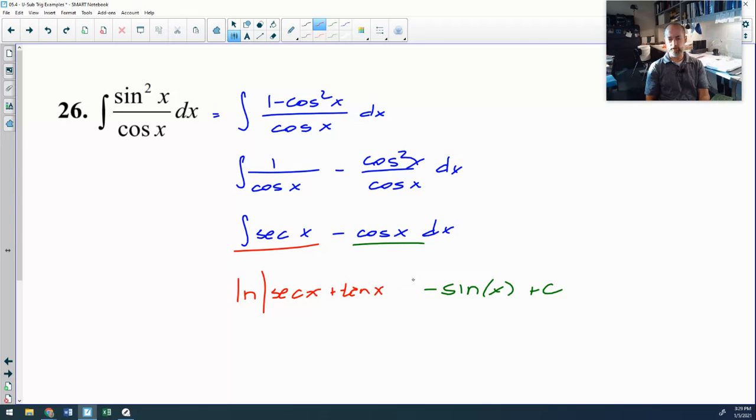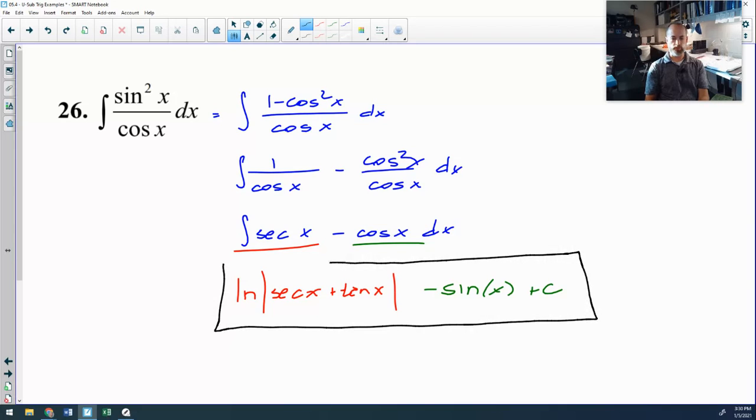I will, in class or maybe in another video sometime, explain how that happens. It's just a bizarre little trick where you have to multiply the top and bottom of that fraction, which you don't even see, by secant x plus tangent x. Anyway, it's a mess, but that's one that I'll encourage memorizing. And there is your answer for that one.